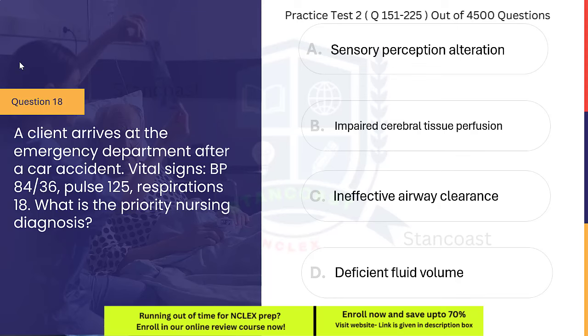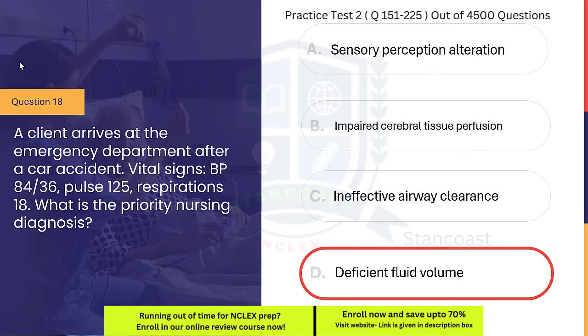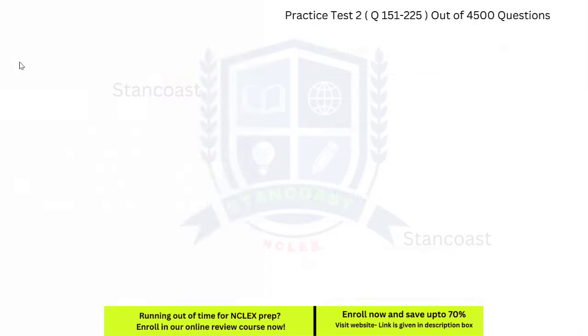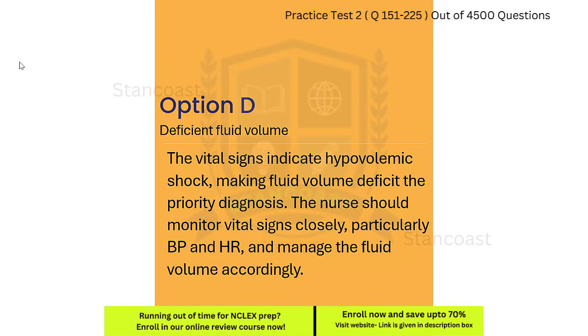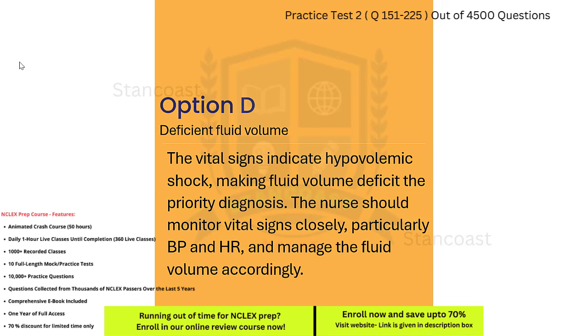The correct answer is D. Deficient fluid volume. The vital signs indicate hypovolemic shock, making fluid volume deficit the priority diagnosis. The nurse should monitor vital signs closely, particularly blood pressure and heart rate, and manage the fluid volume accordingly.